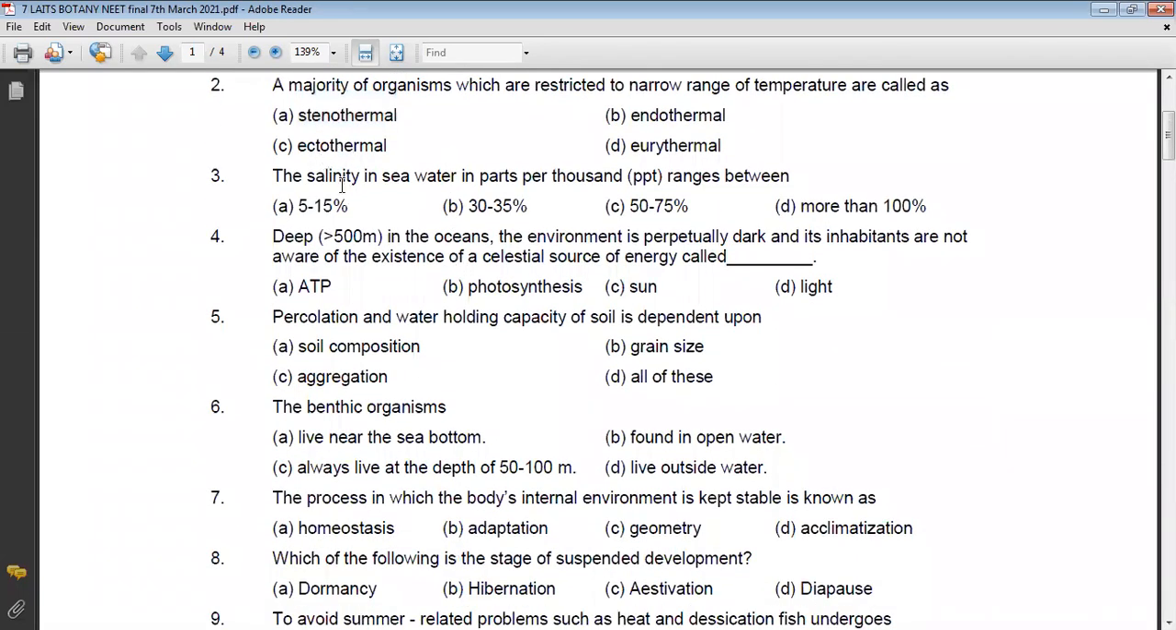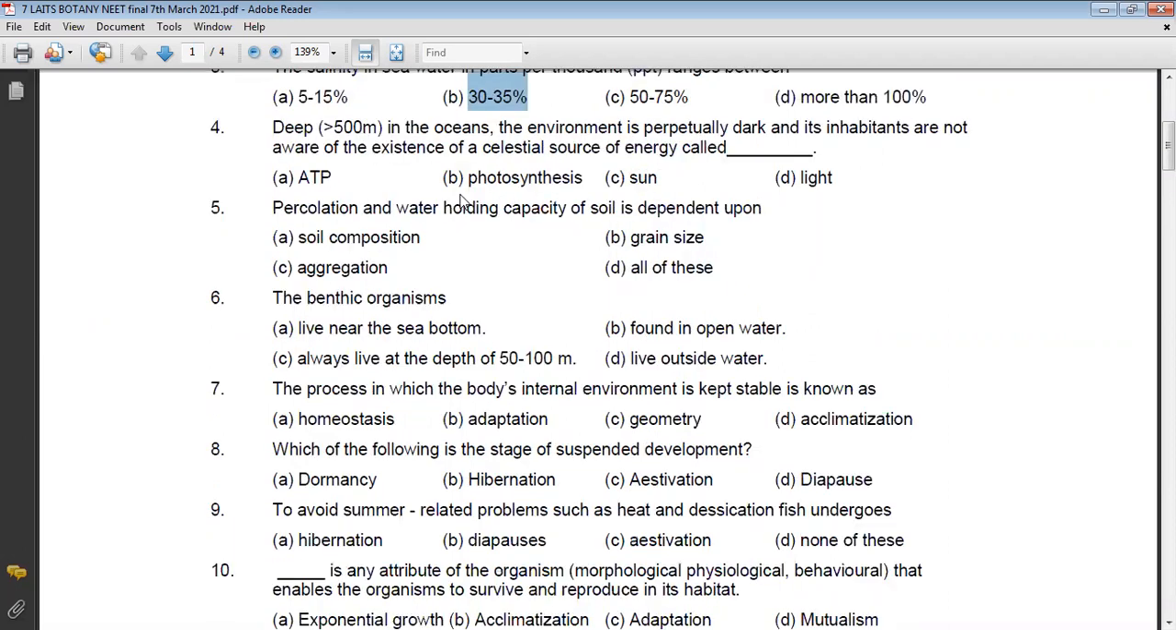The salinity of seawater in parts per thousand, a direct data type question. Parts per thousand, or PPT. So the answer will be 30 to 35 in open sea. Next, deep, that is greater than 500 meters in depth.